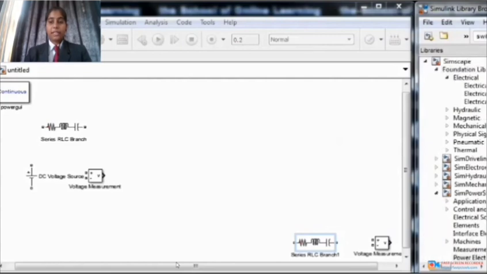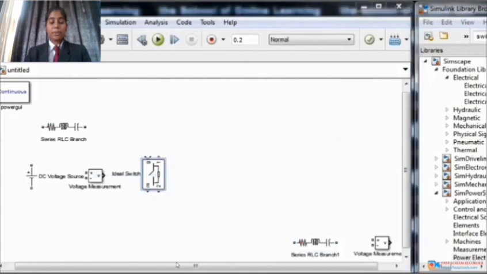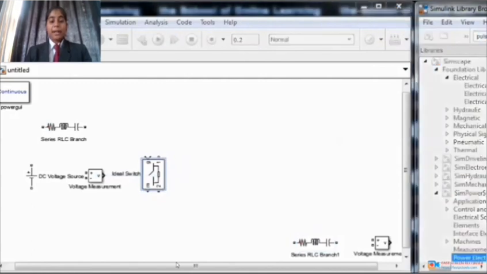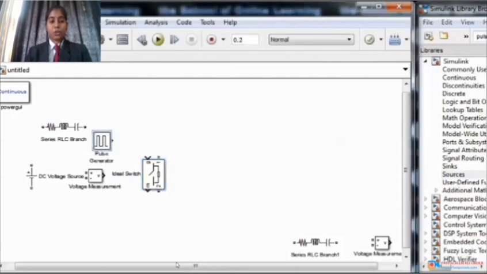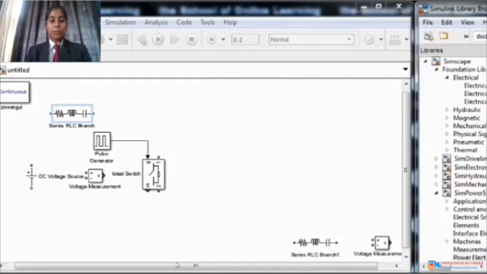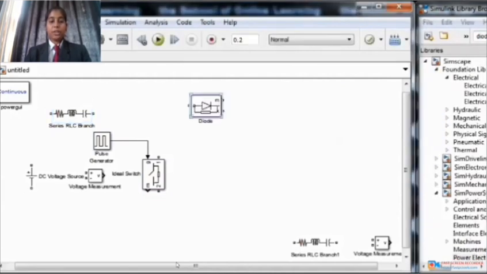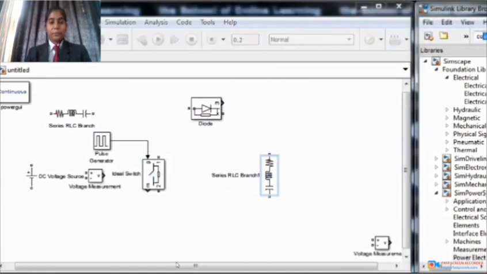Then we have taken one ideal switch, which is used to model a simplified semiconductor device such as a MOSFET or power circuit breaker with current chopping. Then we have taken a pulse generator which is used to generate the rectangular pulse. Then we have taken one more component which is a diode. A diode allows the electric current to flow in only one direction. Then we have adjusted the position of the series RLC branch.